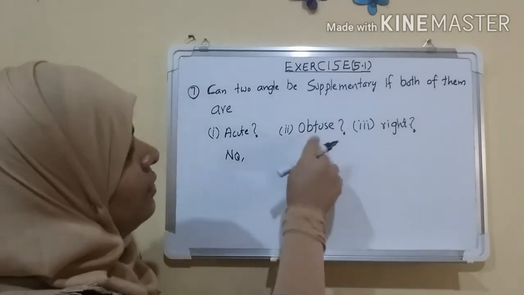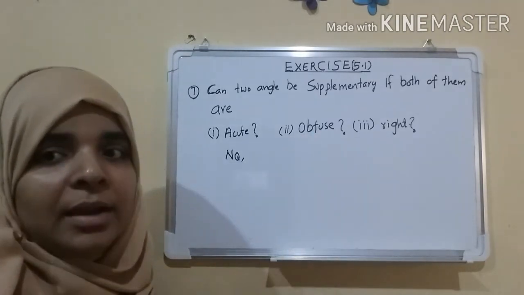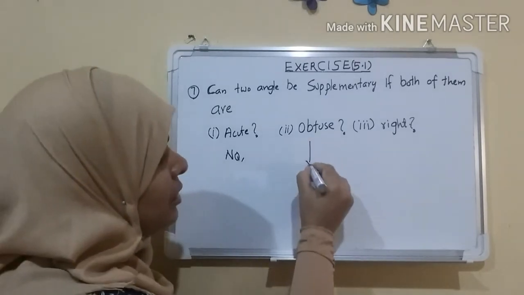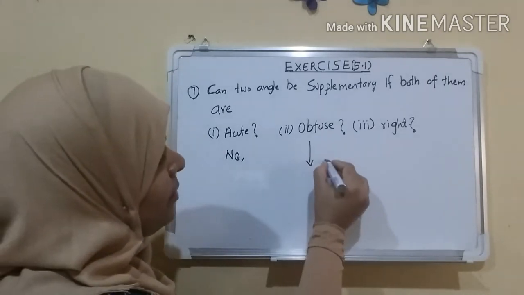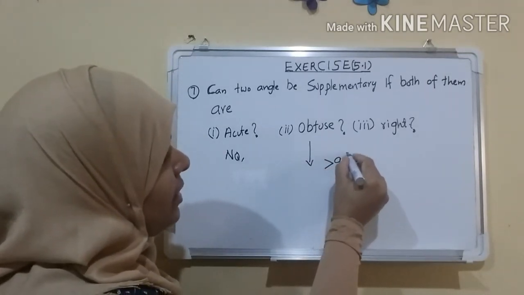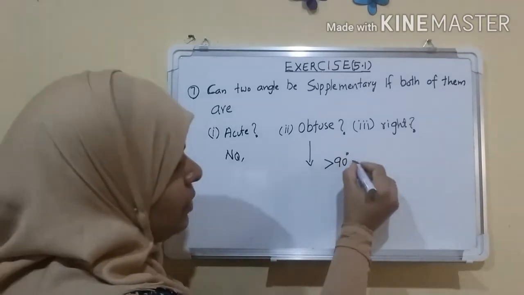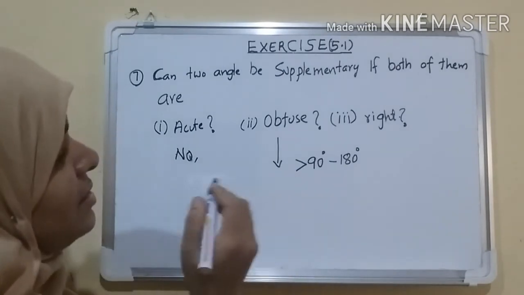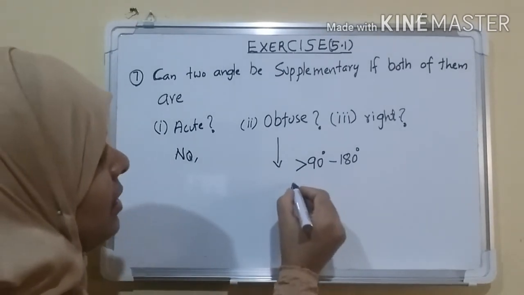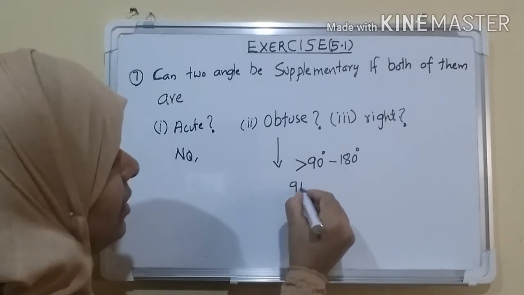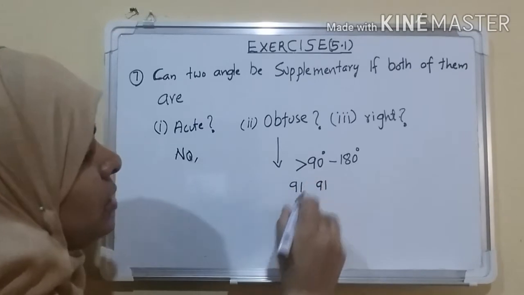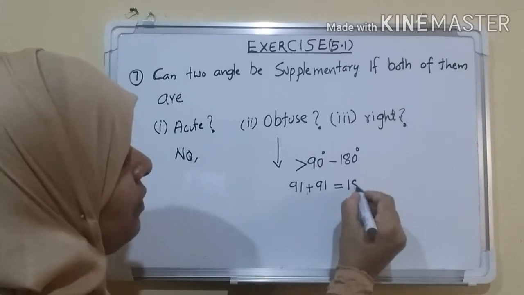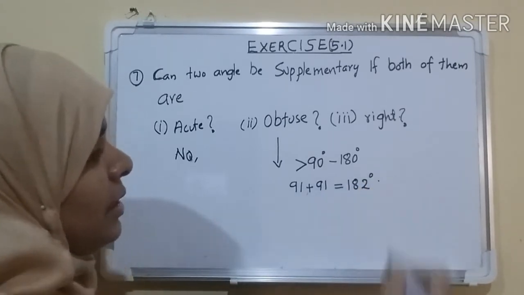Now let us go to our second question. If two obtuse angles make a supplementary angle. What is an obtuse angle? Yes, obtuse angles are those angles whose measurement is greater than 90 degrees, whose measurement is in between 90 and 180 degrees. So let's take an obtuse angle just greater than 90 degrees. Here I am taking two angles of 91. Then what will be the sum? 91 plus 91 equal to 182 degrees.